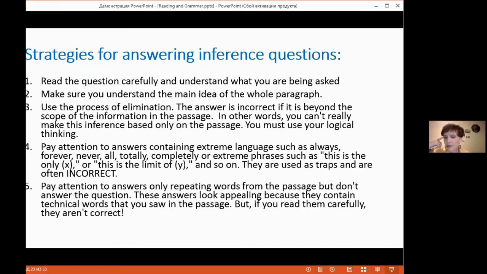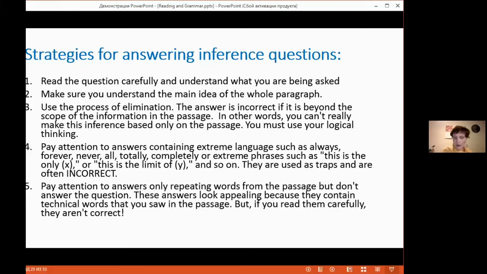Also, as always at higher level, we pay attention to answers that only repeat the words from the passage but don't answer the question. So it's again the same phrase that I repeat all the time to my students. If you see the exact keywords present in the options, it's a distraction. The options will look appealing because they repeat something that you saw in the passage, but they are most times incorrect. All right, let's practice a little bit with this.